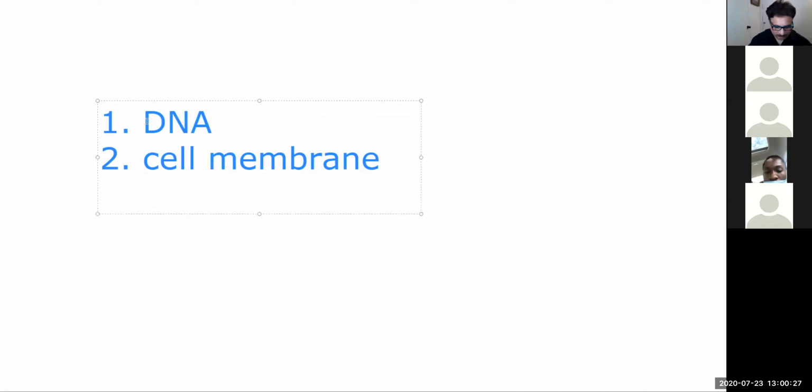All plant cells, animal cells, and bacterial cells have ribosomes, right? So these are the major similarities between plant cell, human cell, and a bacterial cell.